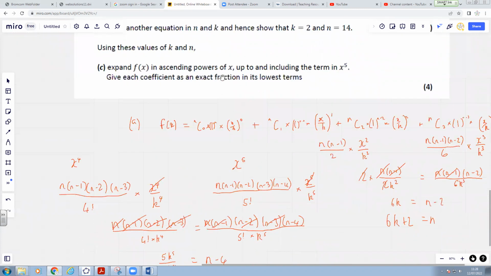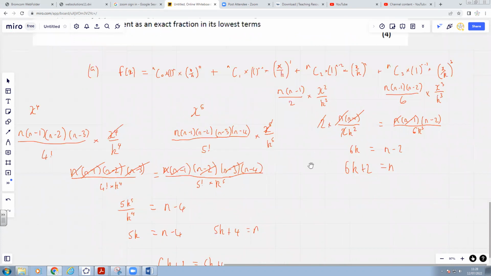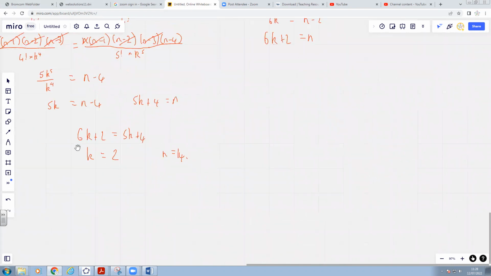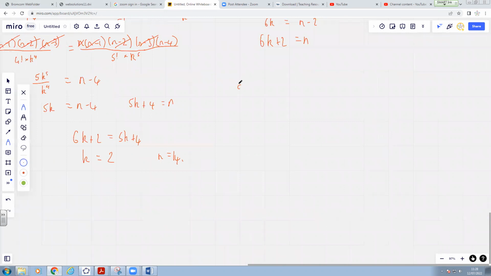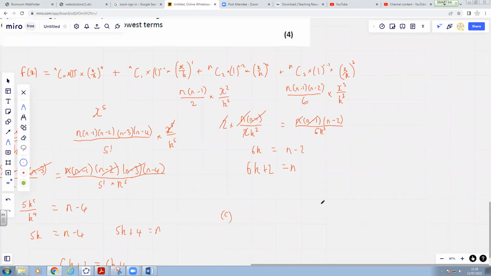And using these values of k and n, expand it up to and including the term in x to the 5. Okay, right. Well, what a long question this was. We now just need to plug in these values up into this thing we wrote down here, which is nice. So f of x is going to equal 1, because that's 1, that's 1, that's 1. Right, we know what n is, it's 14, so that's going to be 14 times 1 times x divided by 2, so that's 7x.